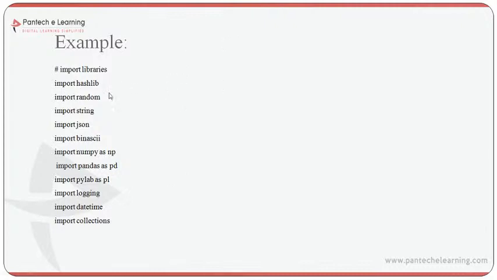Whatever data comes in, what is the use of the hashlib library? Various hashing functions will be applied in order to convert a variable length string into a fixed length character sequence. For that I need a library called hashlib. And random: for random number generation, I require this library. And string: for performing any kind of string operations, I require this library.